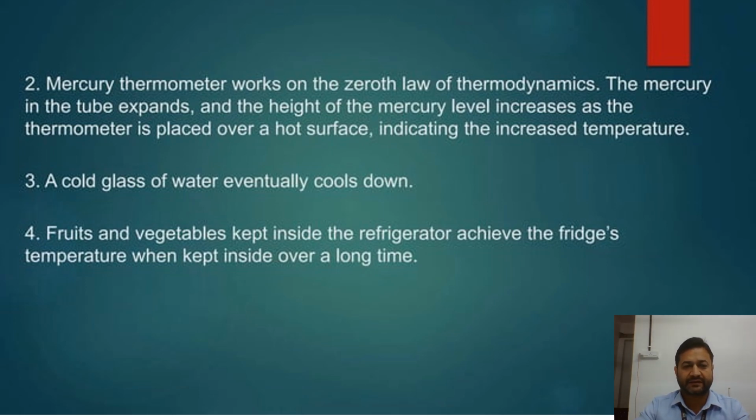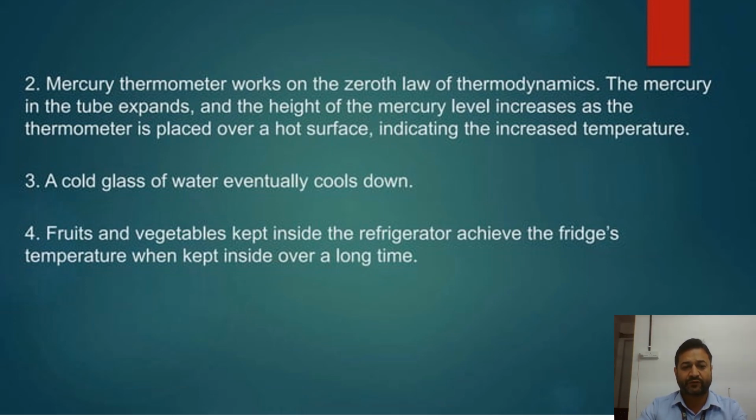Then another example: in your daily life you observe that fruit and vegetables kept inside the refrigerator achieve the fridge temperature. It means, if you bring those fruits and vegetables from outside, obviously their temperature will be higher, and once you keep them inside the refrigerator, what is going to happen? Those fruits and vegetables will start losing their heat, which automatically means their temperature will reduce, and that heat will be gained by the fridge, so the temperature of that refrigerator is going to increase.